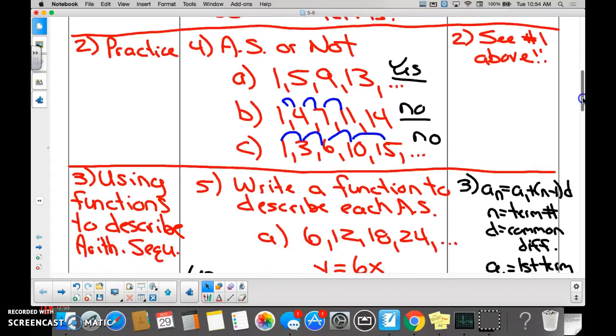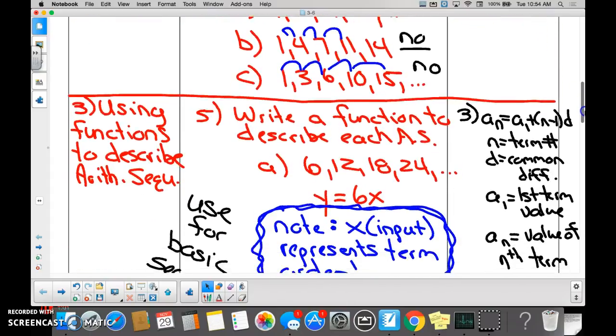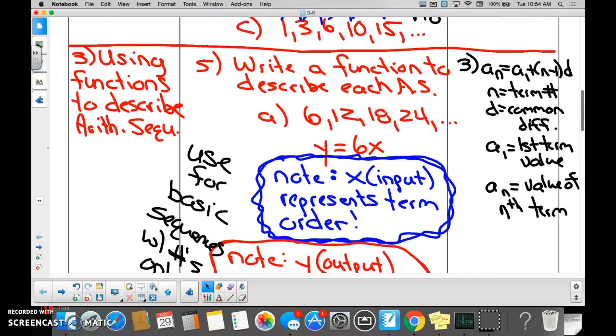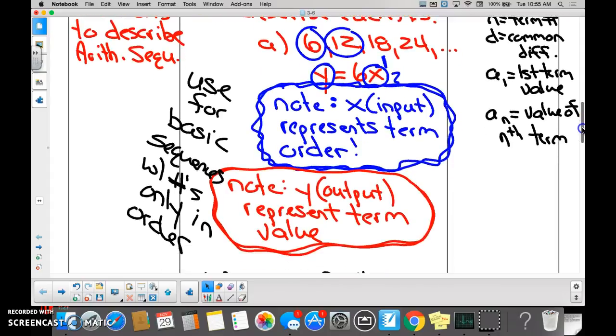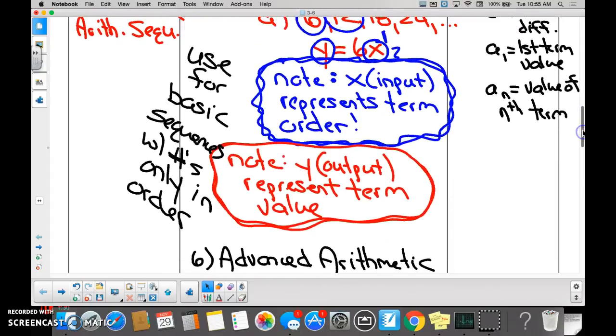Using functions to describe arithmetic sequences. If you just have a simple list of numbers that are arithmetic sequences, such as 6, 12, 18, 24, x is going to represent your term number, y is going to represent your value. So if you plug in term number 1 for x, you're going to get the first term in an arithmetic sequence, or the first value. If you plug in 2 for the second term for x, you're going to get 12 for the value of your second term. So down below here we have y, the output, represents the term value, and x, the input, represents the term order.